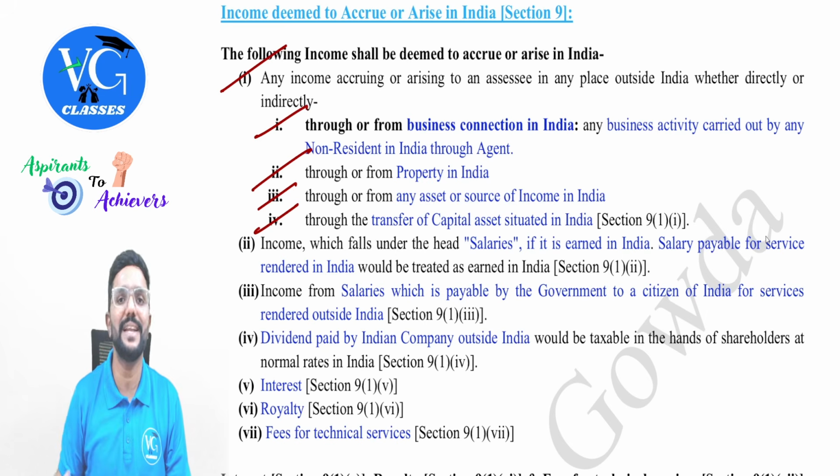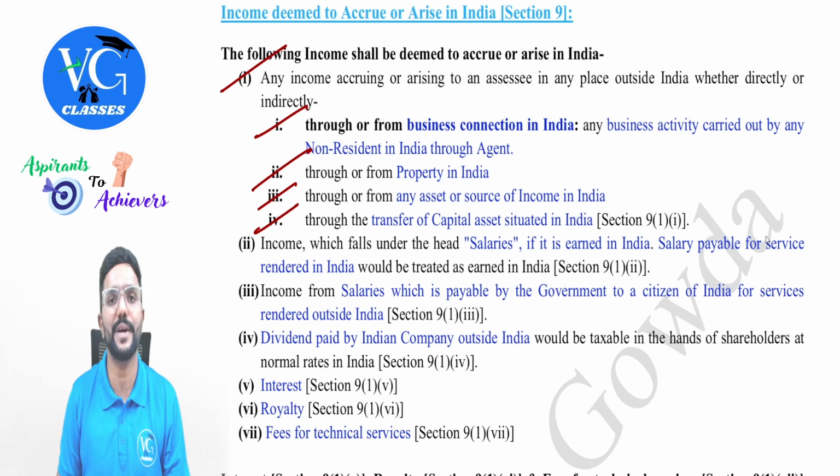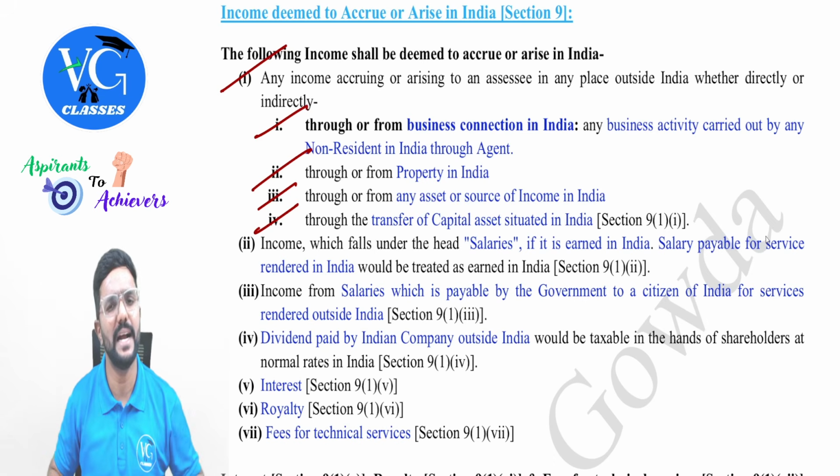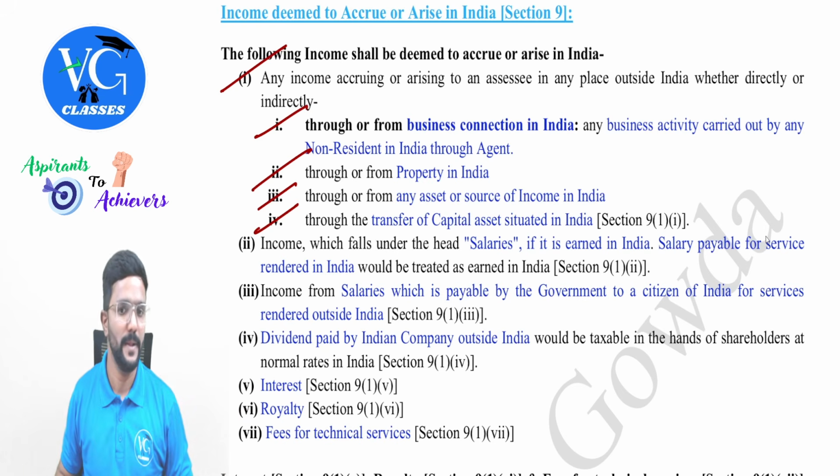Then we need to compute capital gains income, and capital gains income is deemed to accrue or arise in India and taxable. And in the question, sometimes they may confuse you by telling you the registration is done outside India, sale consideration is received in foreign currency outside India, and all. Doesn't matter, guys. The property is in India, the source is in India, so income is deemed to accrue or arise in India and hence taxable. Okay.